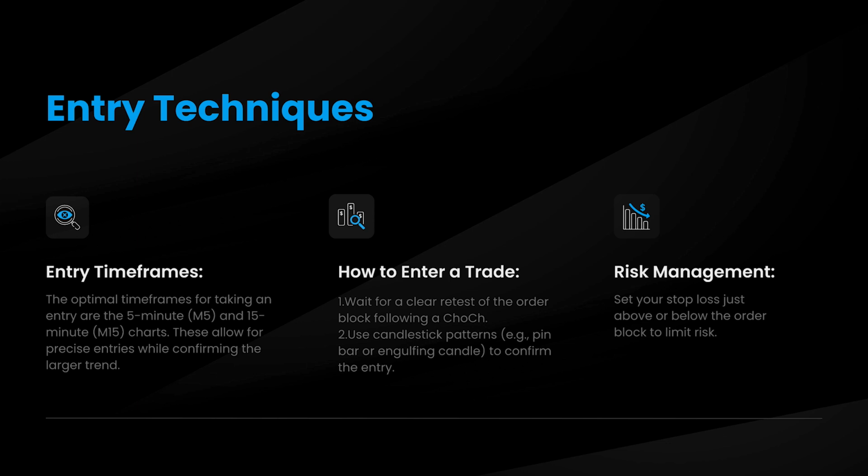Now, how to enter the trade. What you want to do is wait for a clear retest of the order block following a change of character, right? Use candlestick patterns like a pin bar, either a bullish pin bar or bearish pin bar, or an engulfing candle confirming the momentum of the market, where the trade is most likely going to go. You want to look for those strong confirmation candles. And next, we've got risk management. Set your stop loss just above or below the order block to limit your risk, guys.